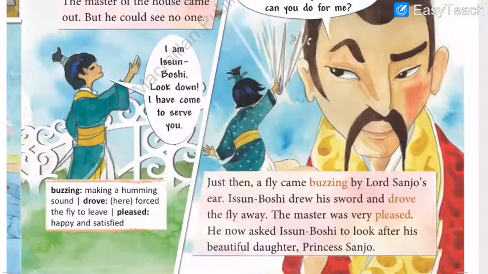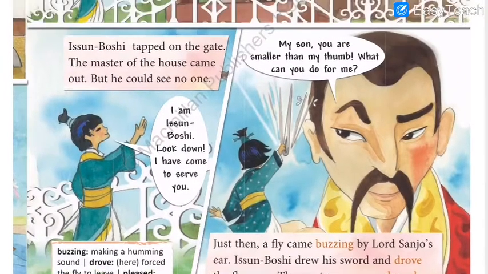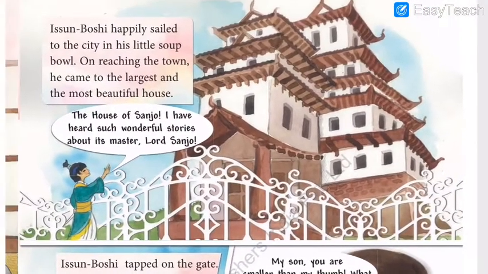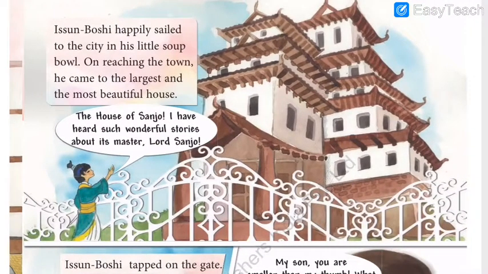Now, my dear students, counter questions for you. The first counter question is, what was the name of the master of the house? I repeat my question. What was the name of the master of this house? Okay, the correct answer is Lord Sanjo.